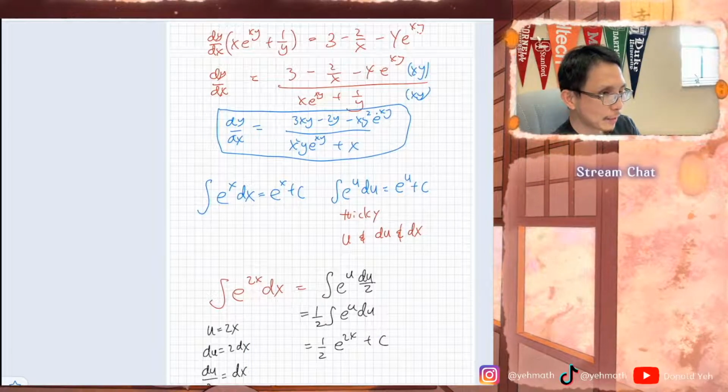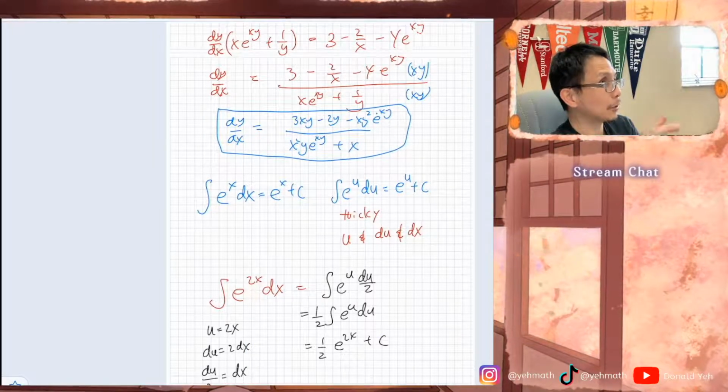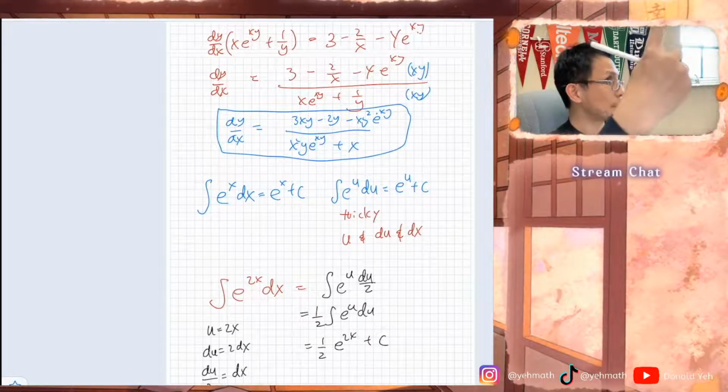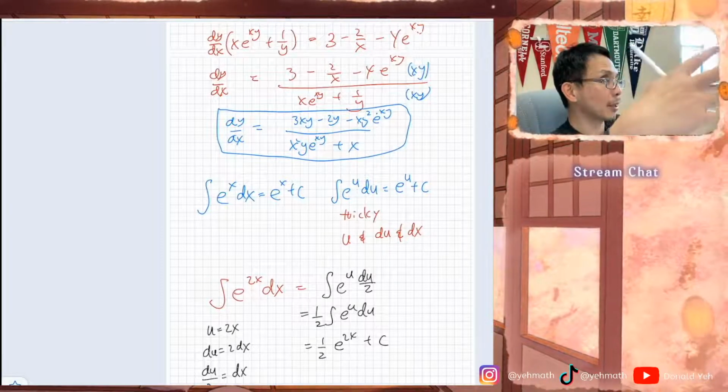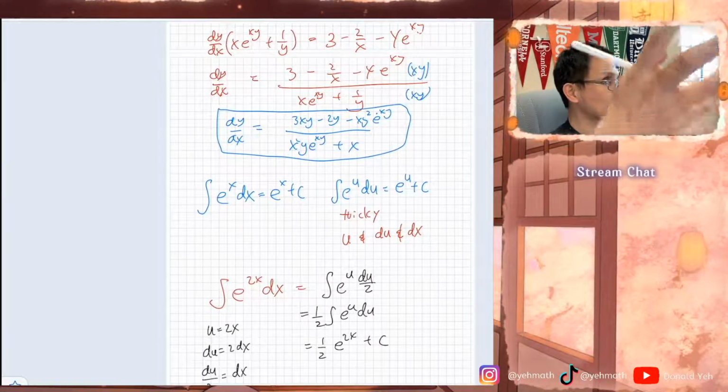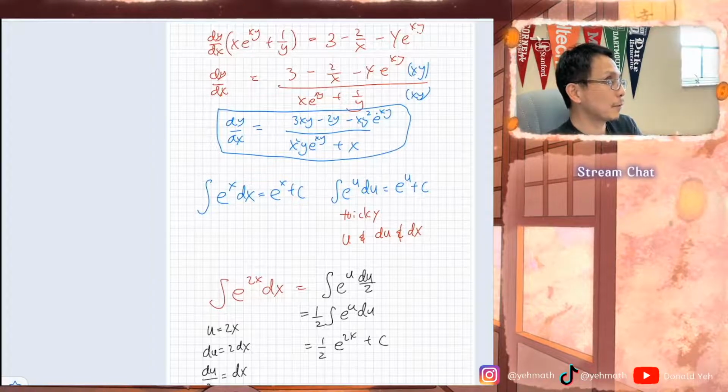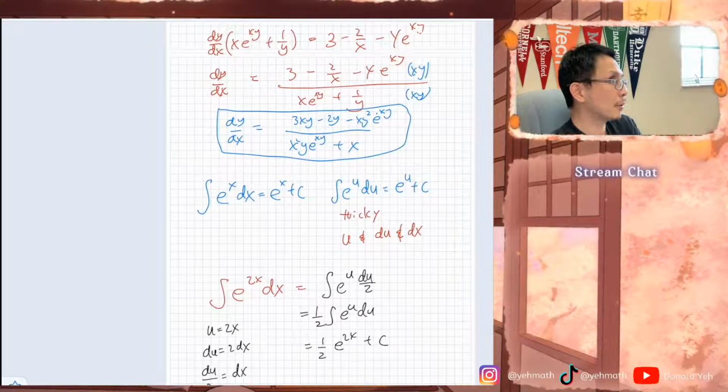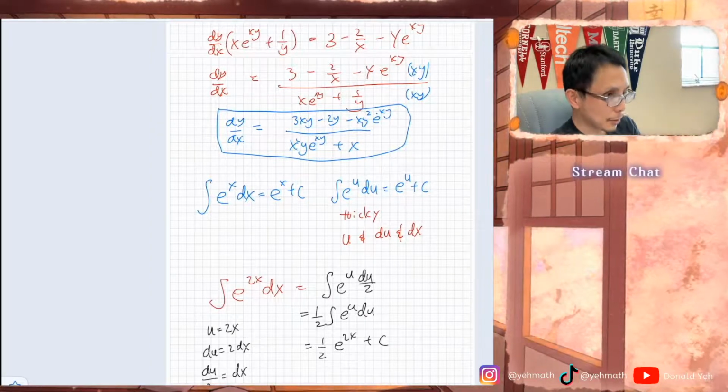Then it's going to be 1/2 e to the 2x, but it's only applied to 2x to the first degree, not 2x squared. Because if u equals 2x squared, then du is going to be 4x dx. So therefore there's a 4 in the front as opposed to the 2.